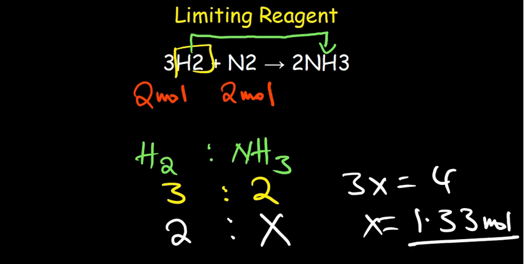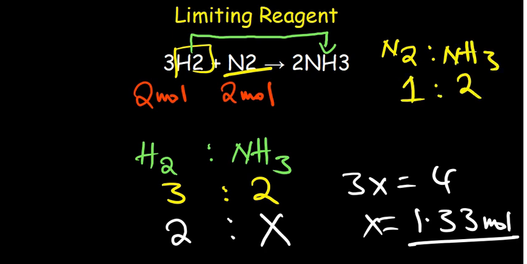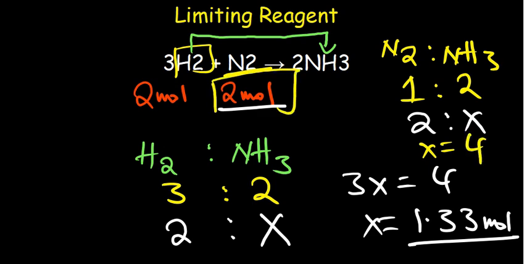Do the same. Now compare the other reactant, which is nitrogen, against the ammonia. These are in the ratio of 1 to 2. And then we have 2 moles. How many do we expect to produce? If you cross and multiply, your x is directly going to be equal to 4. So 2 moles of nitrogen are producing 4 moles of ammonia.